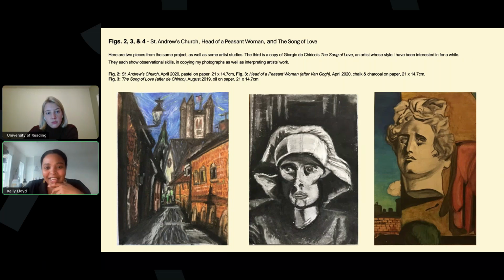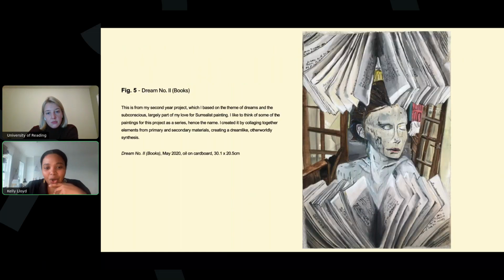So this is a painting, and not only does Alex include in his captions the title of the work, the date that he completed the work, the medium of the work, and the size of the work, he also includes a little caption. So I'll just read that really quickly.